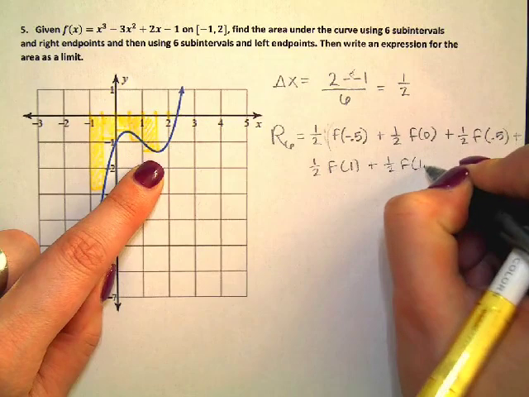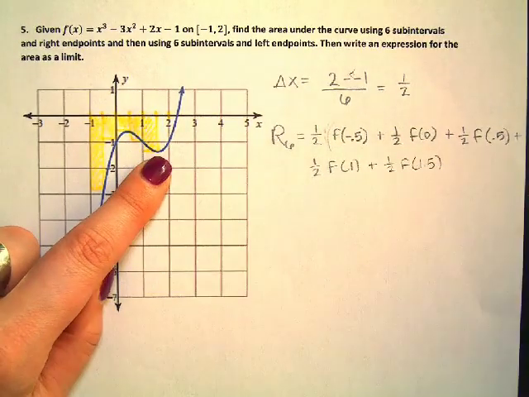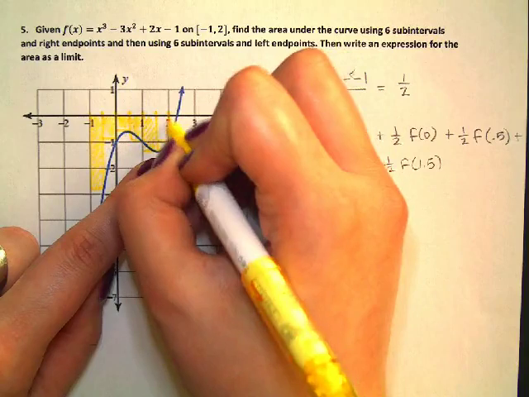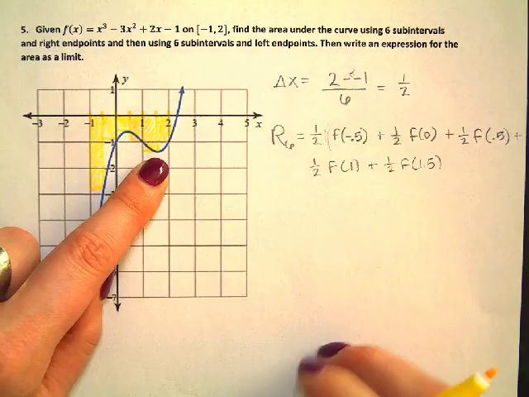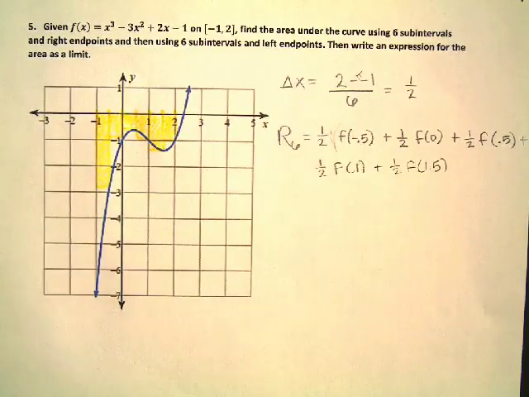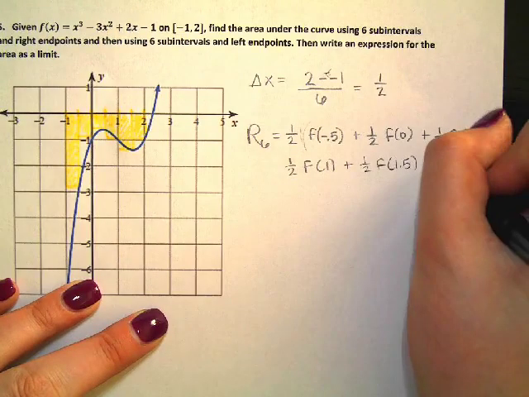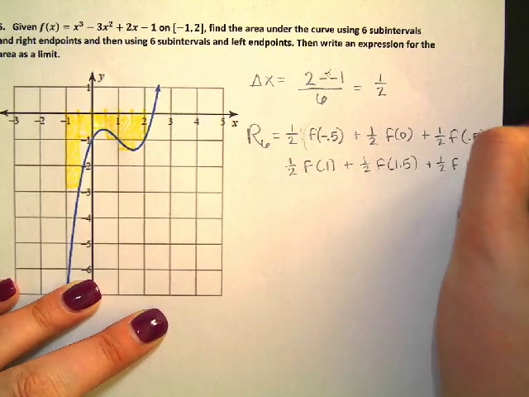And then 1/2 and a height of f of 1.5. And then last would be a width of 1/2 and a height of f of 2.